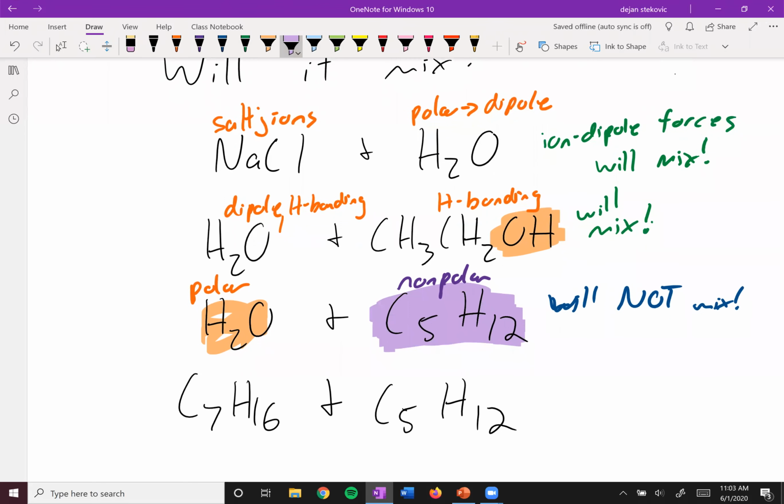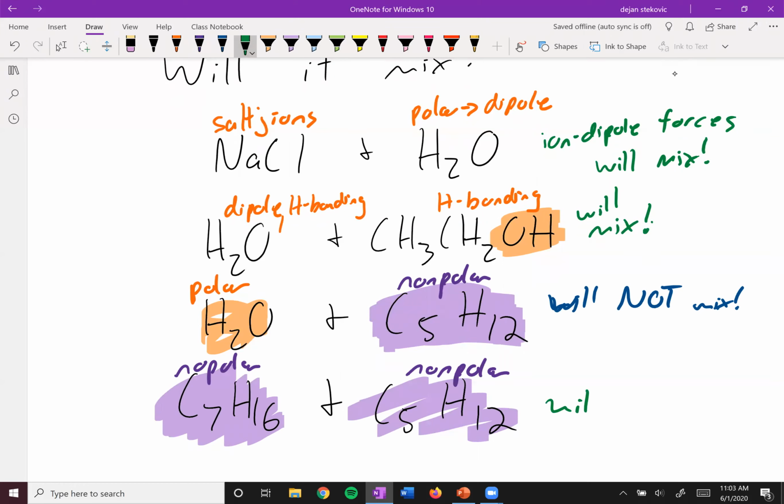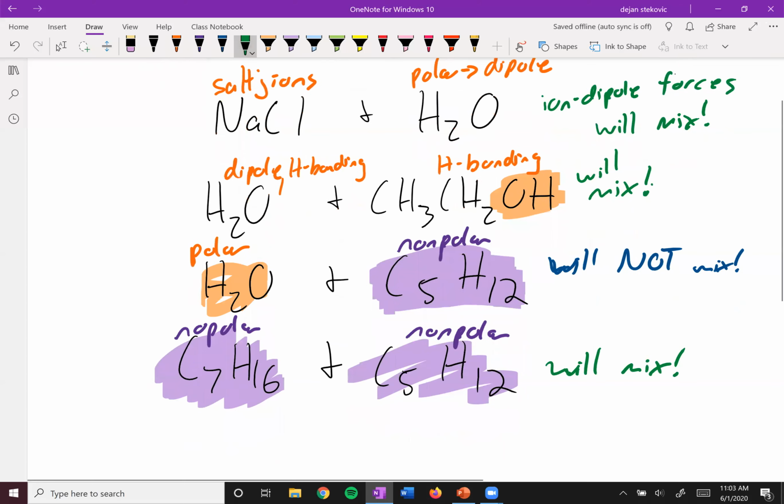And then finally here we have C7H16, right? So that's all CH bonds, so that's going to be non-polar. And then here we have C5H12. Again, that's all CH bonds, and so that will again be non-polar. And so again, here we have two things that are very alike with one another, and since they're like, they will mix due to forming favorable intermolecular forces within the mixture.